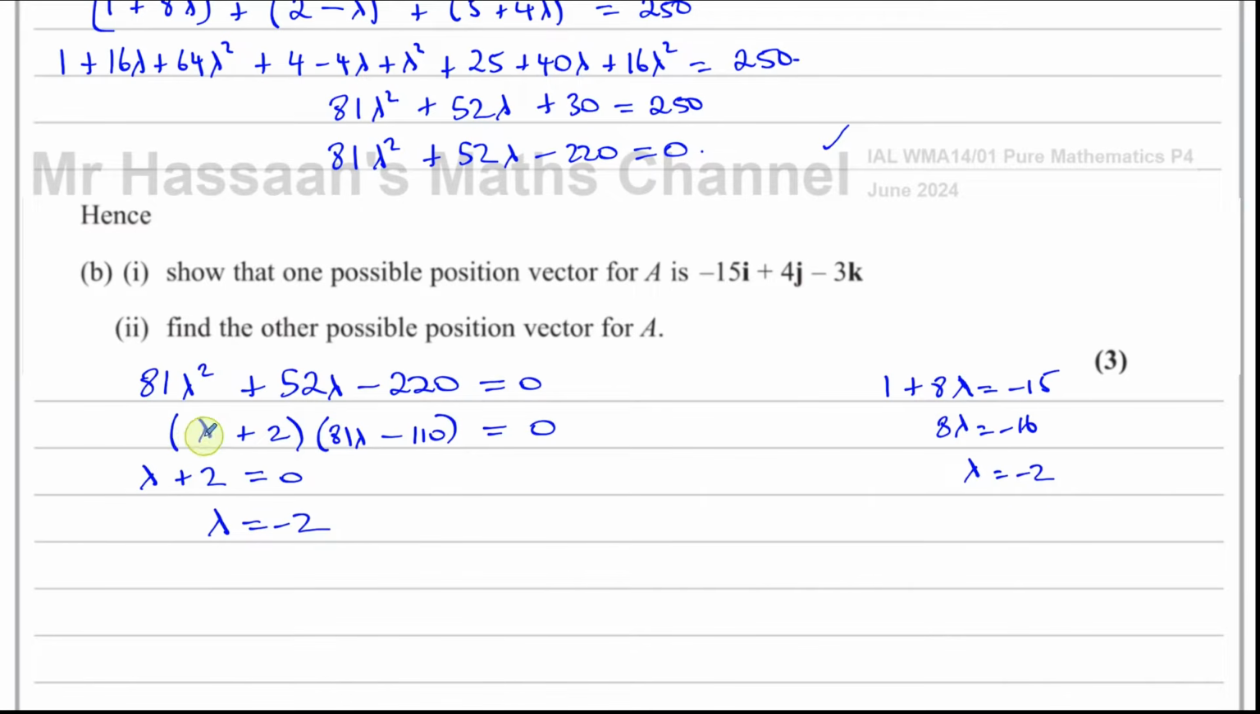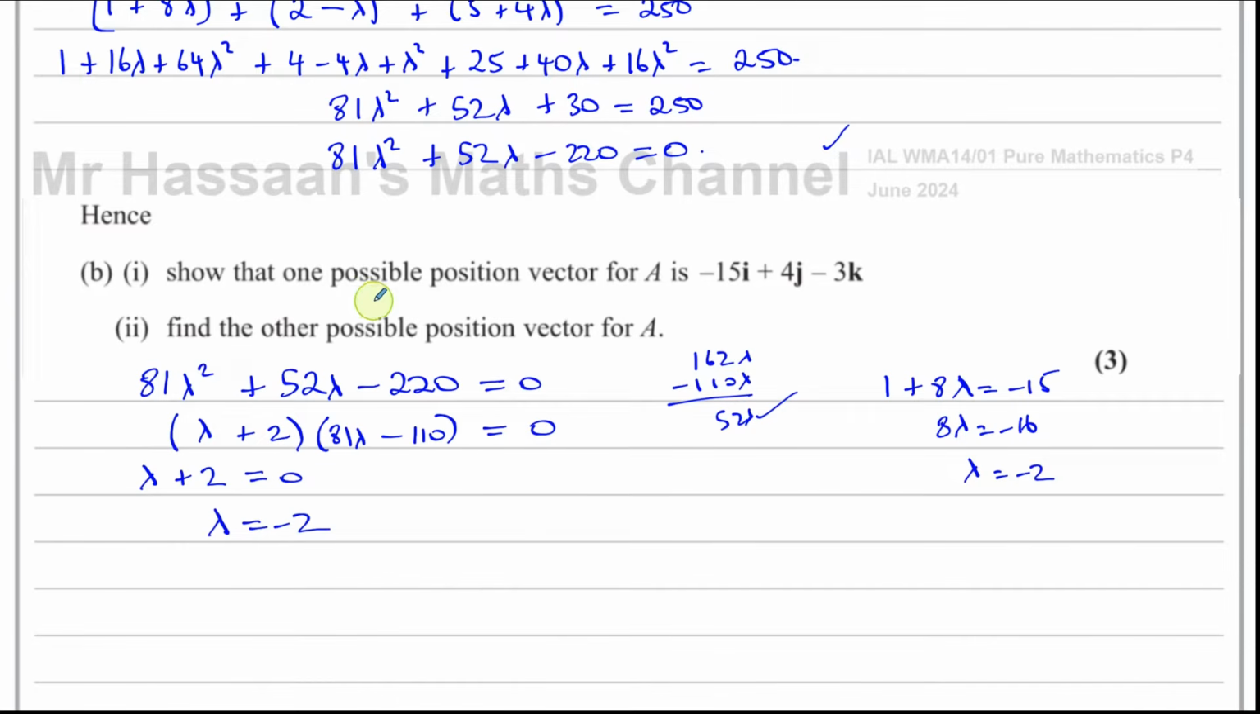Okay, so we can just make a quick check. 81 lambda squared minus 110 lambda plus 162 lambda. So 162 lambda minus 110 lambda gives us 52 lambda, which checks with that. And 2 times minus 110 is minus 220. So there we have the other factor.